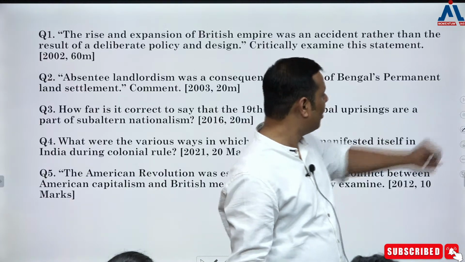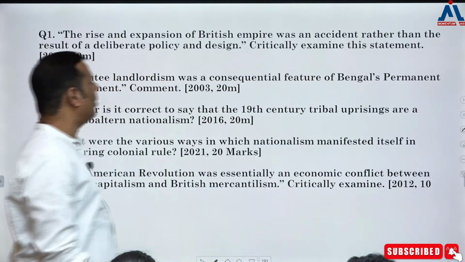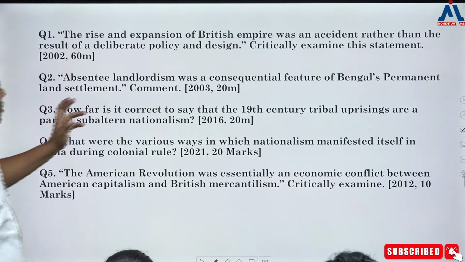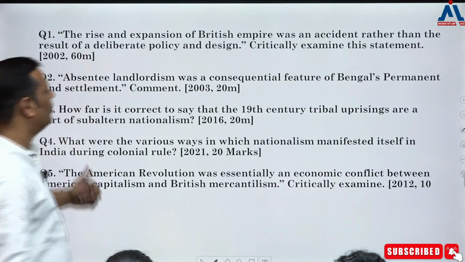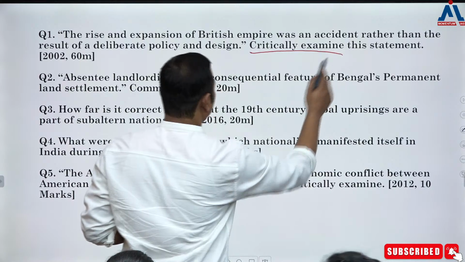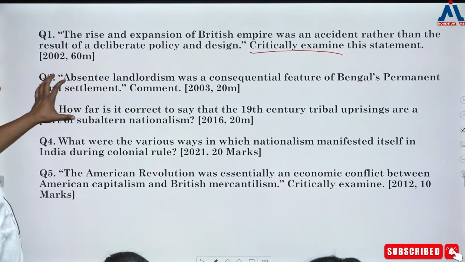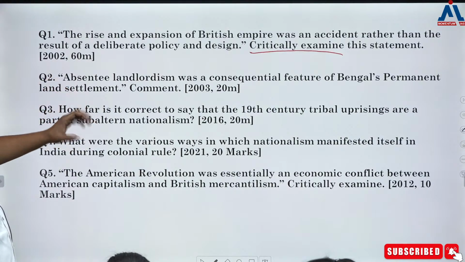From paper 2 also you can find a similar kind of question, such as: the rise and expansion of the British Empire was an accident rather than the result of deliberate policy and design, right? Critically examine this statement. Of course it is a debate among historians, where they have been trying to understand whether it happened in this manner, and in fact there are a couple of ideas which are there.